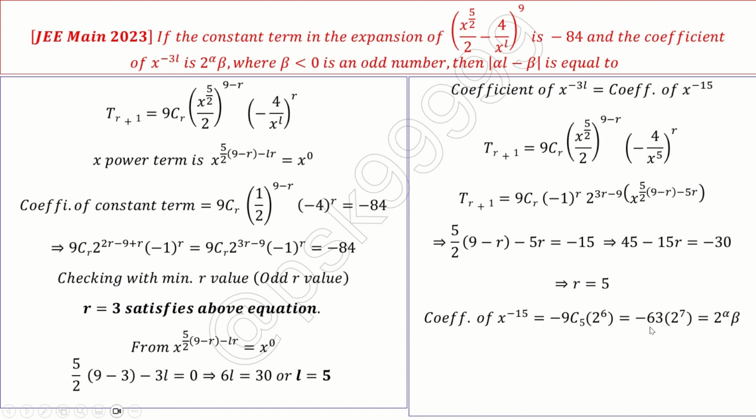Because beta is an odd number, that's given, I cannot take 2 to the power of 6 and 126 here. This is in the simplest form. Also, given that beta is less than 0, a negative value, from this observation I can tell alpha is 7, beta is minus 63. Now L is 5, which we found out. So the absolute value of alpha L minus beta is nothing but 98.